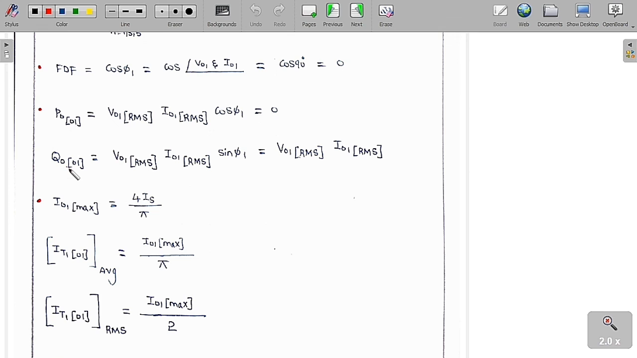The fundamental component of the reactive power consumed by the load is equal to the RMS value of the fundamental component of the output voltage into the RMS value of the fundamental component of the output current into sin of phi 1. As phi 1 is equal to 90, sin phi 1 is nothing but 1. It is the product of the RMS value of the fundamental output voltage and the RMS value of the fundamental output current. These two values we can get from the expressions.